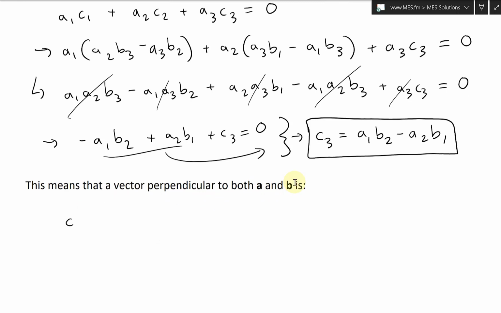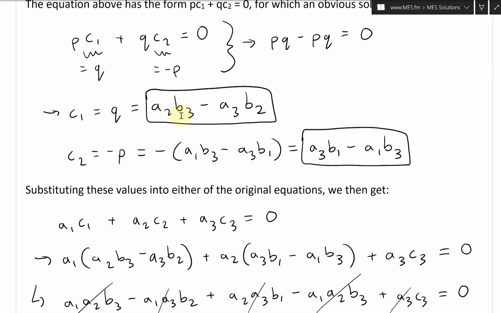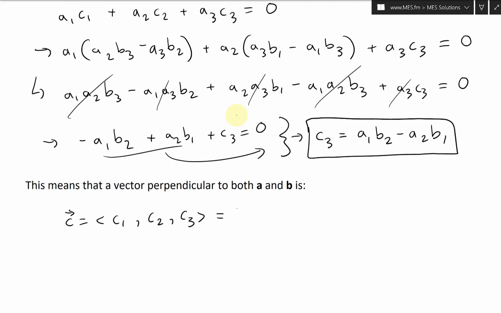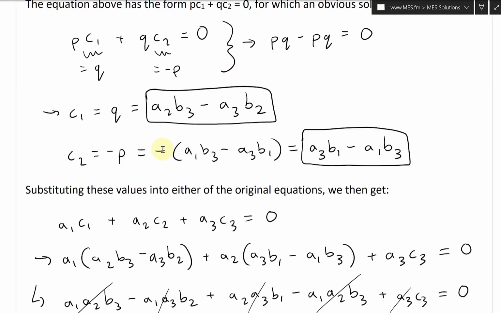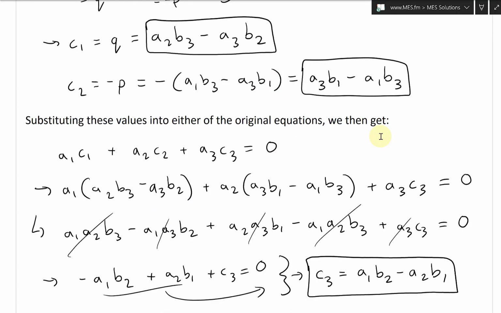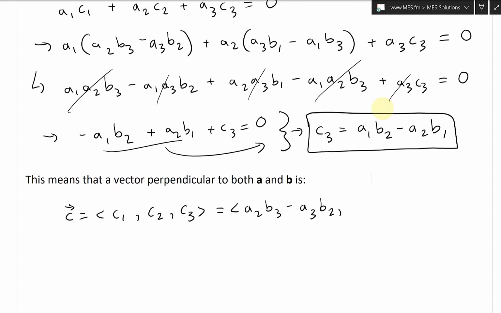All right, so this means that a vector perpendicular to both A and B is our C vector. Writing these in terms of the triangle brackets, C1, C2, and C3, we know each one of these terms. C1 is equal to A2, B3 minus A3, B2. And the next one, well, that minus sign kind of flips the order around. So instead of A1, we'll go with A3: A3, B1 minus A1, B3. So notice there's a pattern that's arising.